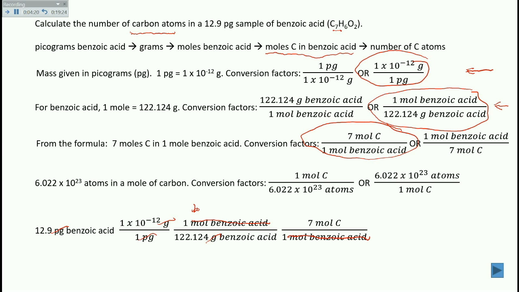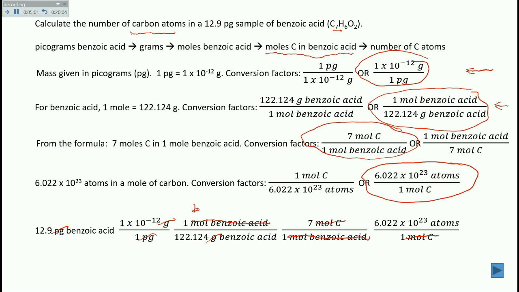6.022 times 10 to the 23rd atoms in that mole of carbon gives me 2 possible conversion factors: 1 mole of carbon over 6.022 times 10 to the 23rd atoms, or 6.022 times 10 to the 23rd atoms over 1 mole. What I want to do is to cancel moles of carbon and keep atoms, so I'm going to use this one. So my last step then is to apply the conversion factor this way. Moles will cancel moles. And I'm left with the units I want, which is atoms. So that's the setup. The hard part is done.